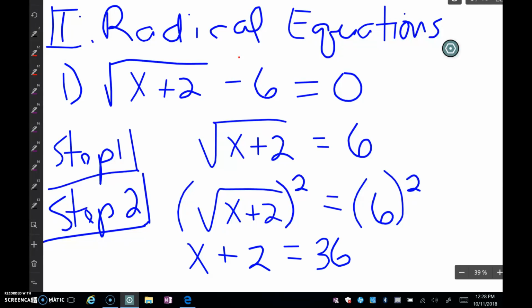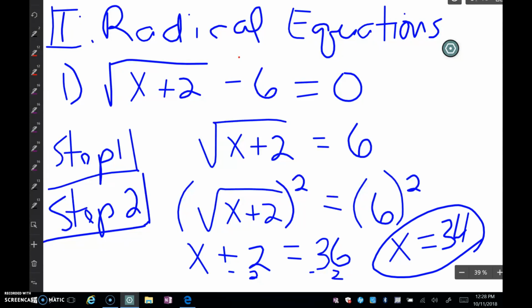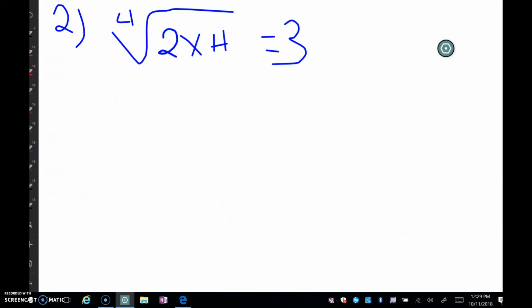And then I just finish solving that. So when I bring over my 2, I subtract 2 on both sides. I end up getting x equal 34. And then we can check that. My second equation is the fourth root of 2x plus 1 equal 3. And I already have my radical by itself, so I don't have to bring anything over.